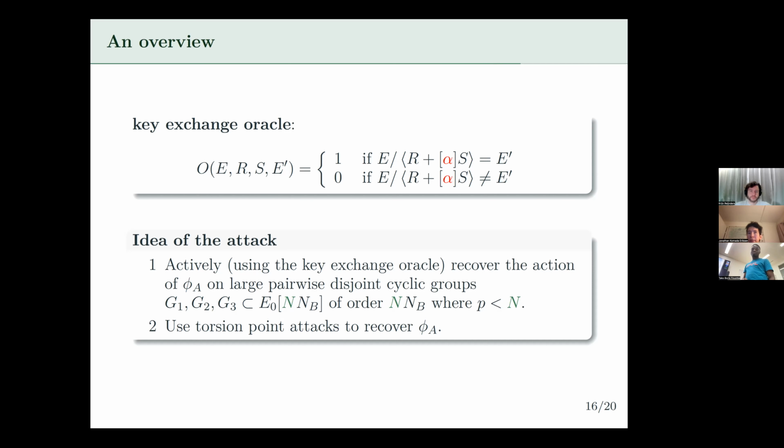can use this action to recover the image of any group of the same order. So when you recover the action of the secret isogeny on torsion groups, then you can now apply the petit torsion points attack. So note that with the petit torsion points attack, as far as you have the action on torsion groups, even if you don't have the action on torsion points exactly, you can run the attack easily. So what we are going to discuss here is mainly the first part: how do you recover the action of the secret isogeny on larger torsion points using the key exchange oracle.